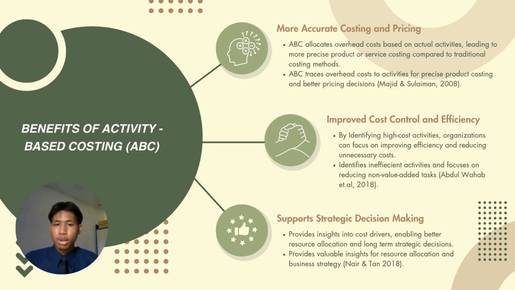Number two is improved cost control and efficiency. By identifying high cost activities, organizations can focus on improving efficiency and reducing costs. Identify inefficient activities and focus on reducing non-value-add tasks. And number three, support strategic decision making. It provides insight into cost drivers, enabling better resource allocation and long-term strategic decisions, providing valuable insight for resource allocation and business strategies.